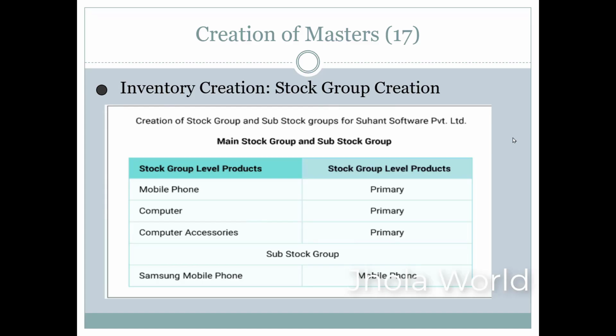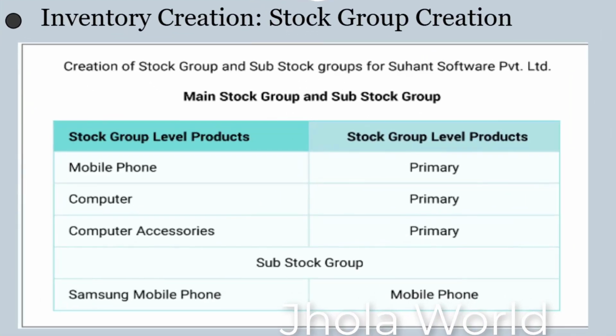So in this question, it says create inventory groups for an existing company. We are supposed to create mobile phone, computer, and computer accessories, three different groupings of stock group. Okay, they are all under primary. Primary means they are at the top. There is nothing above them, so there is no further classification upward, only below.